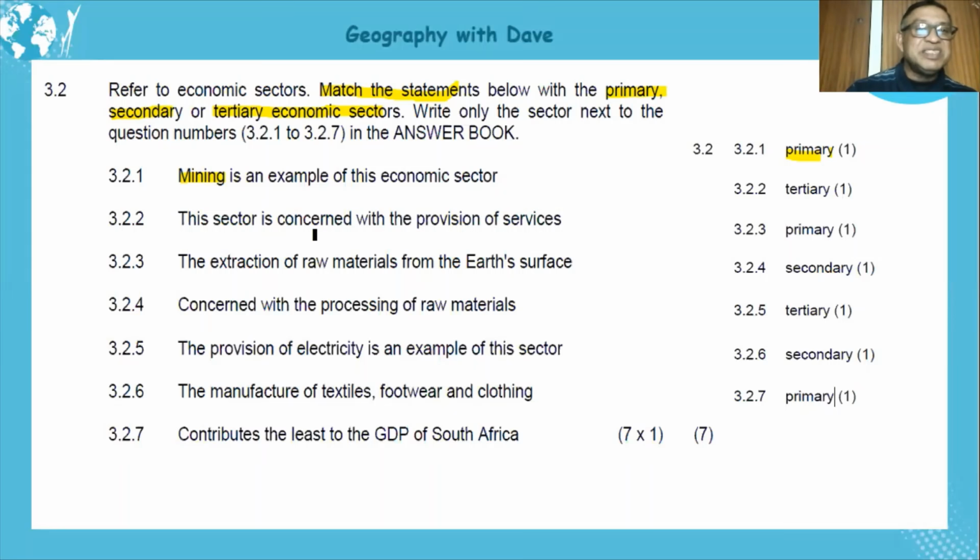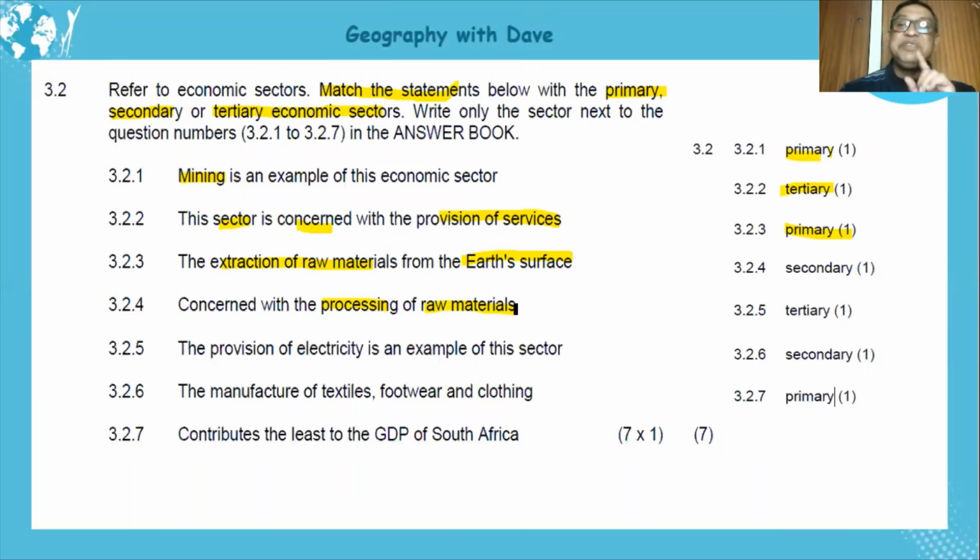Let's look at this. This sector is concerned with the provision of services. Notice the words here, learners, the action words. They're just basically giving it to you. Once you see provision of services, you know it's tertiary. The extraction of raw materials from the earth's surface. You know this. You will be smiling if you had to write this paper. Primary. Concerned with the processing of raw materials. Can you see there now?